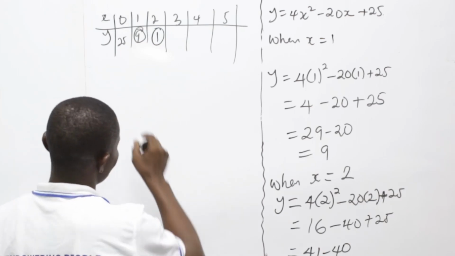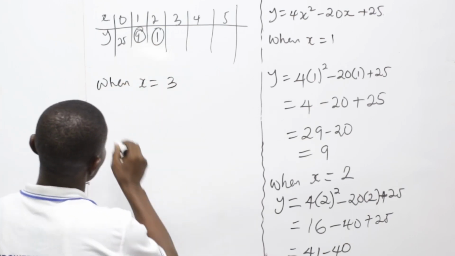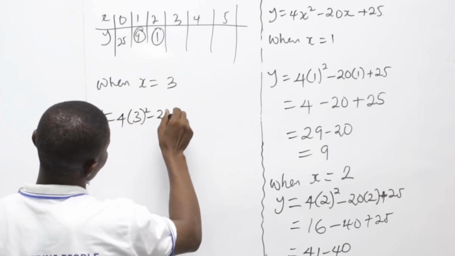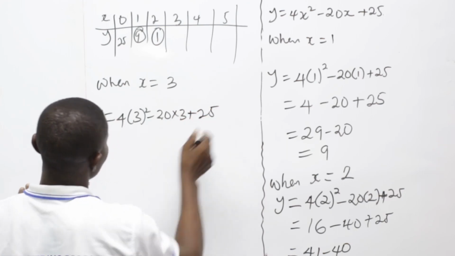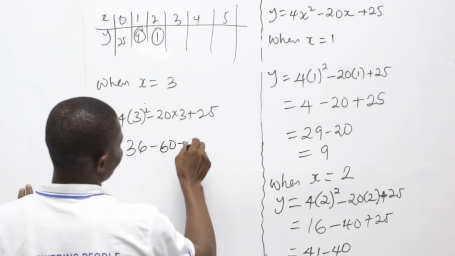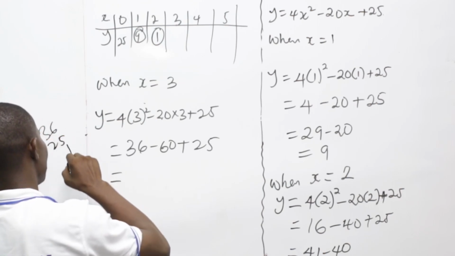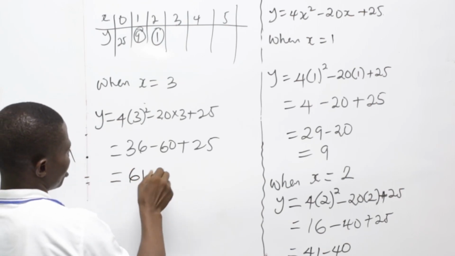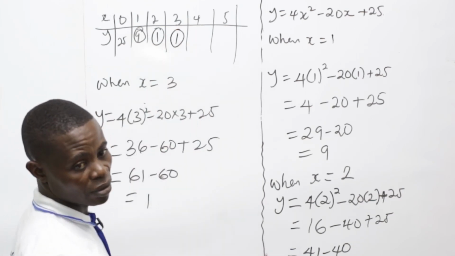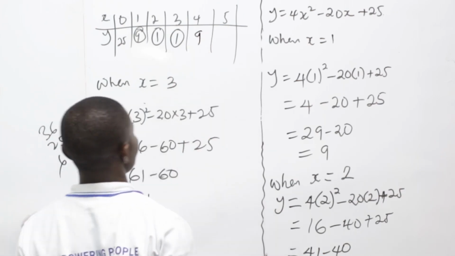You solve for when s is 3. When s equals 3, y equals 4 into 3 all squared minus 20 times 3 plus 25. This is 9 times 4, 36 minus 60 plus 25. This will give us 36 plus 25, that is 61 minus 60 equals 1. You write. Then 4 was given to us as 9.